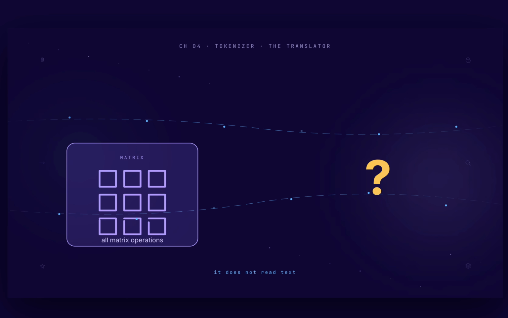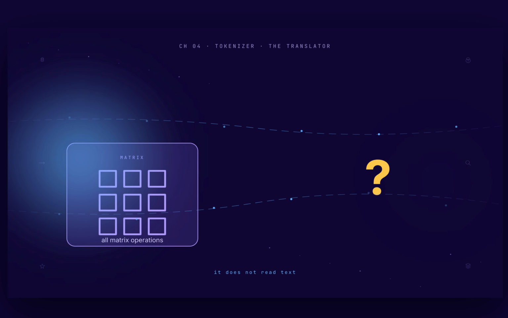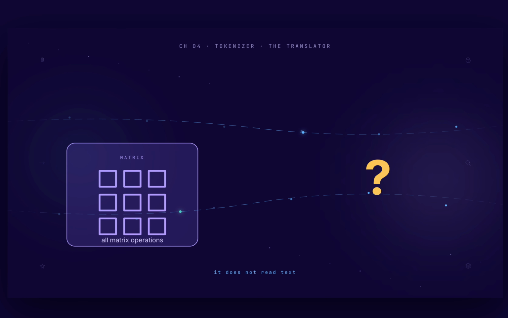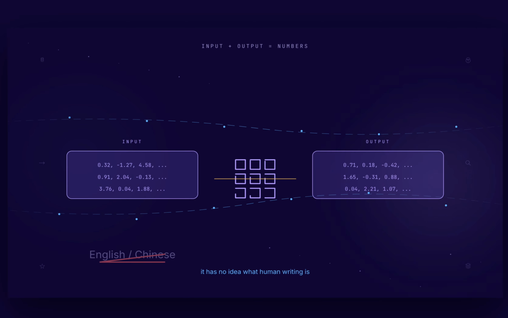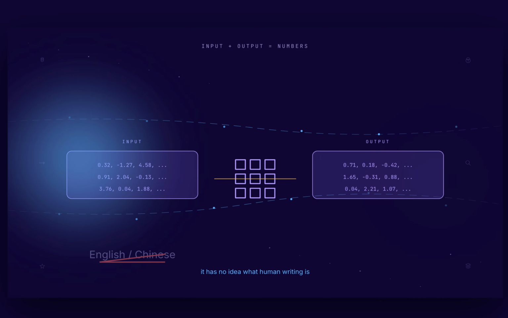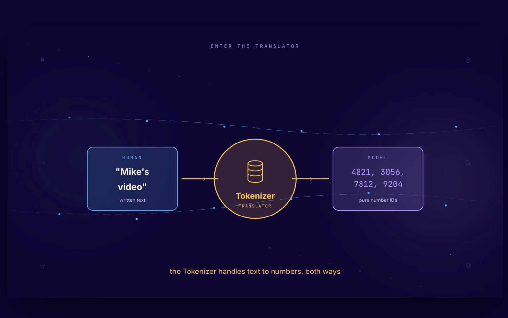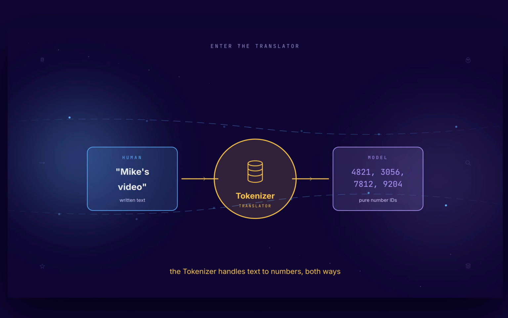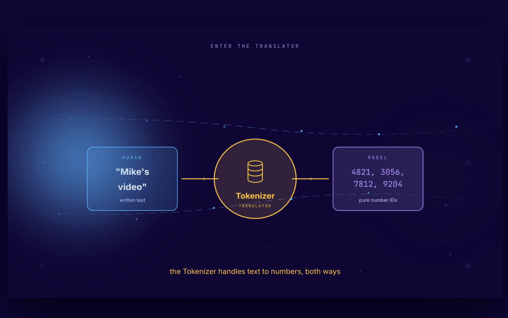But here's the thing, large language models don't actually read text. Under the hood, an LLM is just a giant math function running nothing but matrix operations. It takes numbers in and spits numbers out. It doesn't read human-written text at all. So how do we bridge the gap? We still need a translator between us and the model, and that's the tokenizer.